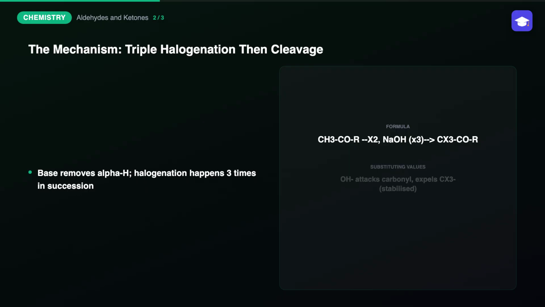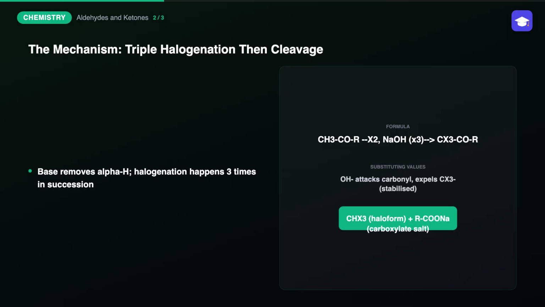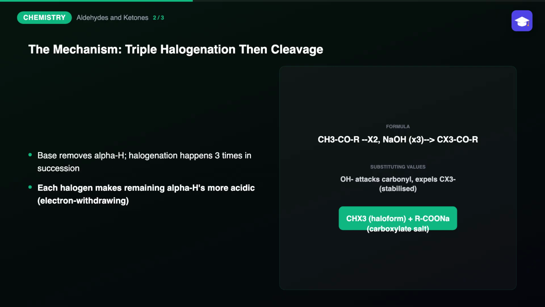The reaction proceeds by treating the methyl ketone with a halogen, like iodine. In the presence of a base like sodium hydroxide, the base first removes an alpha hydrogen from the methyl group to form an enolate, which reacts with the halogen. And this halogenation step genuinely repeats 3 times in succession, since each successive halogenation makes the remaining alpha hydrogens on that same carbon progressively more acidic, due to the electron withdrawing effect of the halogens already present.